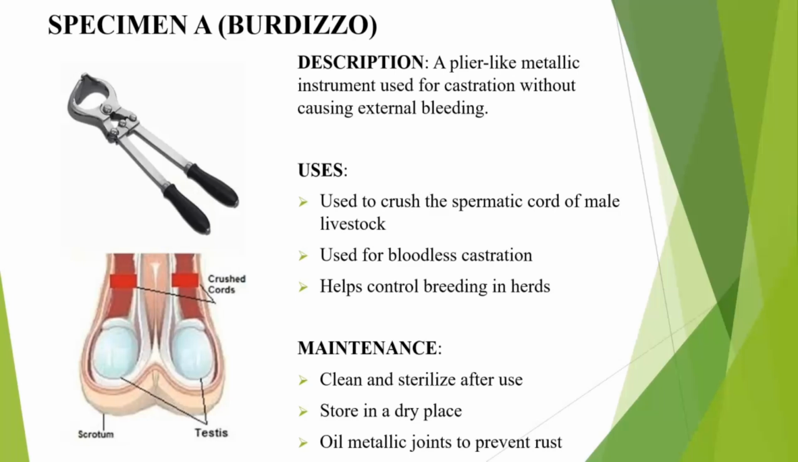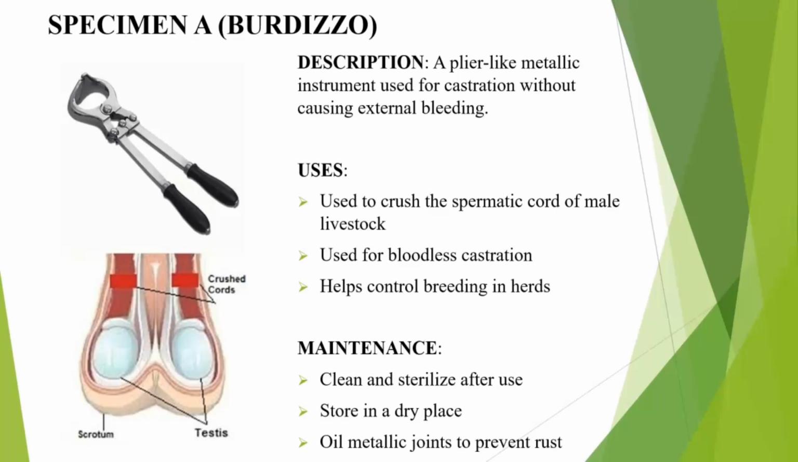Then the next likely question will be to give a description of the specimen. Description simply means describe the appearance or the features of that specimen you can see. So for the Burdizzo, Specimen A, it is plier-like in the sense that it has the shape of a plier and is a metallic instrument, just as you can see. Also, it has two handles, it has a turning point, just like a scissors, which is popularly called the fulcrum, and it has a sharp end, and it is used for castration without causing external bleeding.